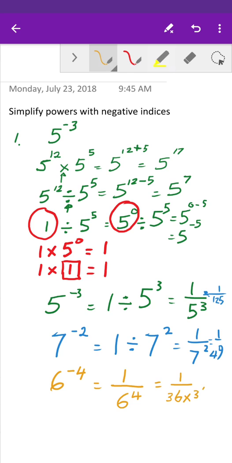I suppose I can quickly work that out. Why not? 6 times 6 is 36, and double 36 is 72, and so on. So we've got 936 plus 160, which is 1096. So 1 over 1096. So let's just put that here.